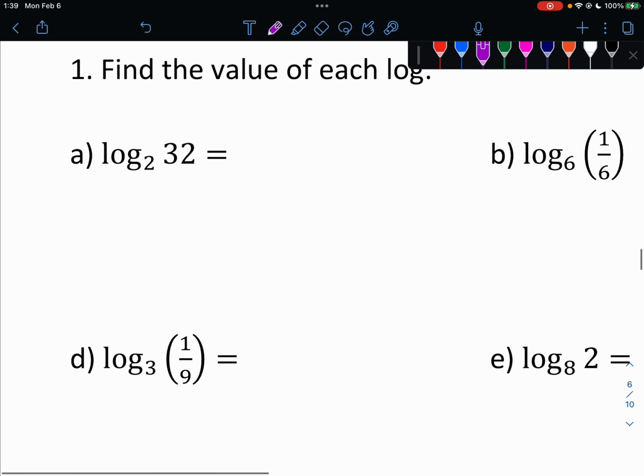Log base 2 of 32. 2 to what power would give us 32? That's what this question is asking. 2 to what power? So that would be 2 to the 5th. So therefore, log base 2 of 32 is 5, because if I change that into exponential, that would be true.